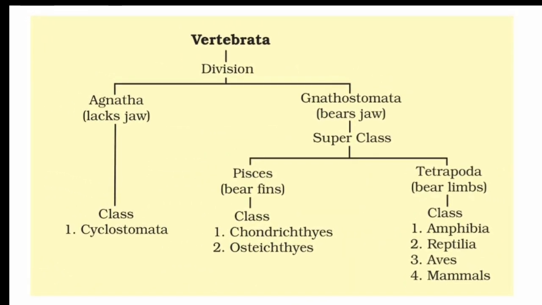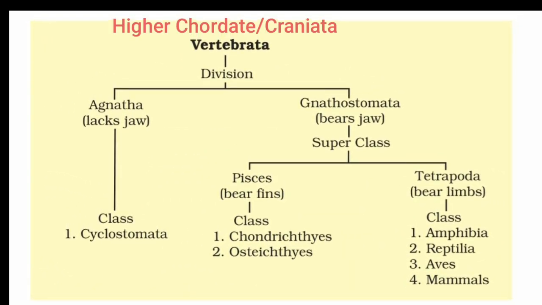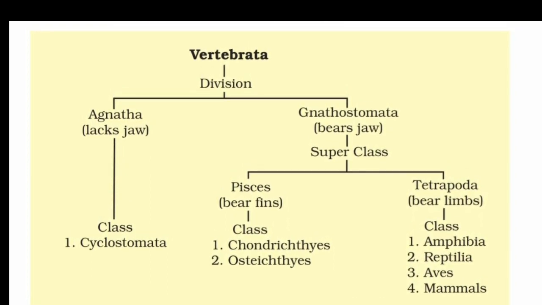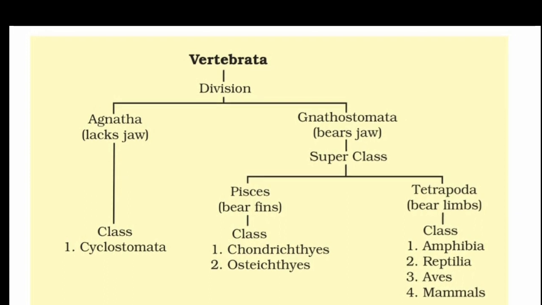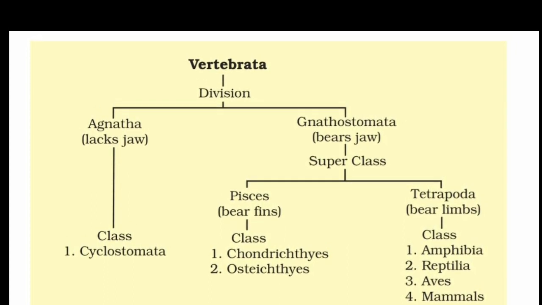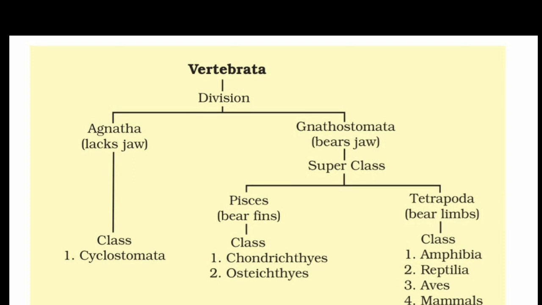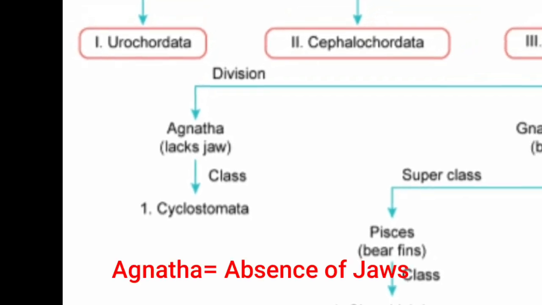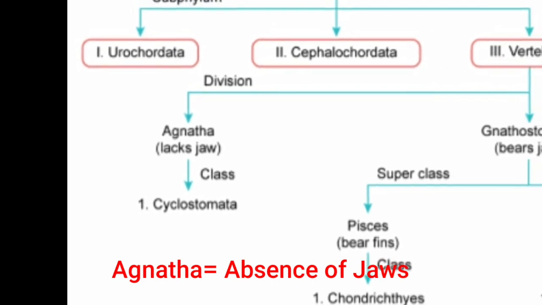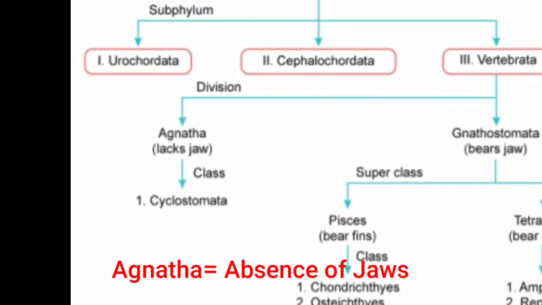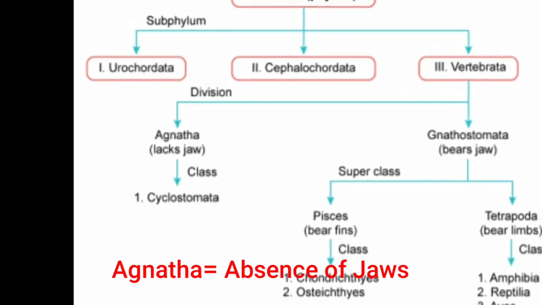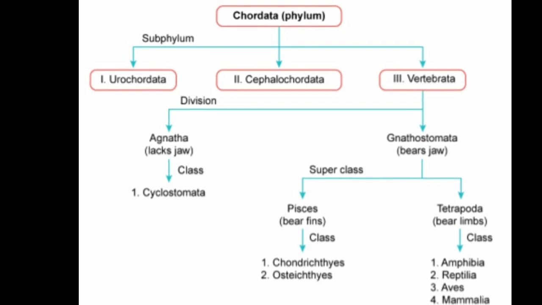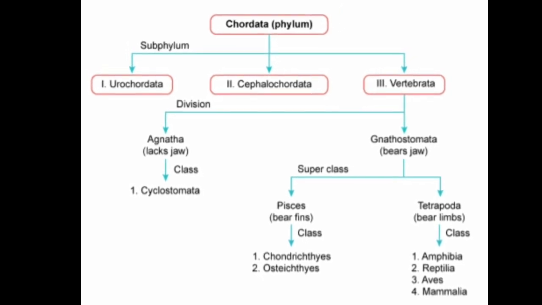The next group is higher chordates and Craniata, which is also called the subphylum Vertebrata. The Vertebrata is divided into two divisions, Agnatha and Gnathostomata. A means absent and gnatha means jaws, meaning these animals are without jaws. This Agnatha is divided into two classes, Ostracodermi and Cyclostomata.